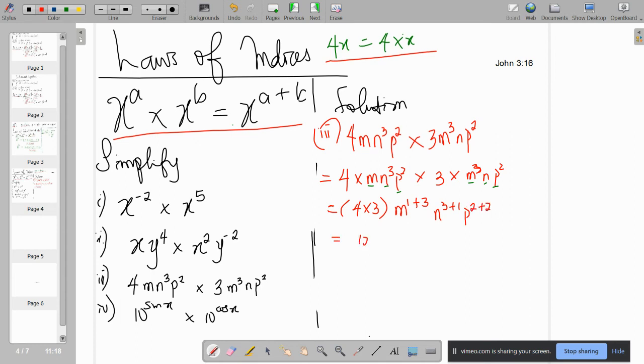4 times 3 will give us 12. m raised to power 1 plus 3 will give us m raised to power 4, and p raised to power 4.